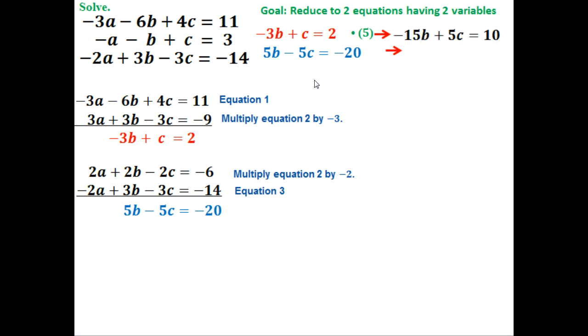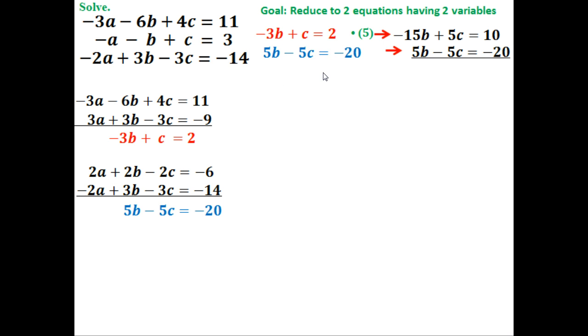So if I multiply that top one by 5, each part: 5 times negative 3b gives me negative 15b, 5 times c gives me 5c, and 5 times 2 gives me 10. Now the second equation I did not change at all, so I'll just rewrite that one exactly as it appears. Now that I have these, I can add these two equations together and get rid of my c's.